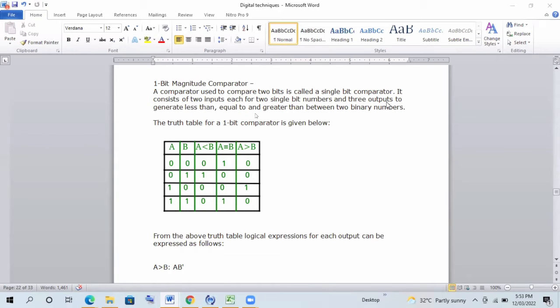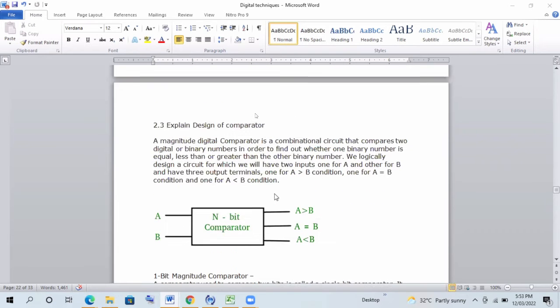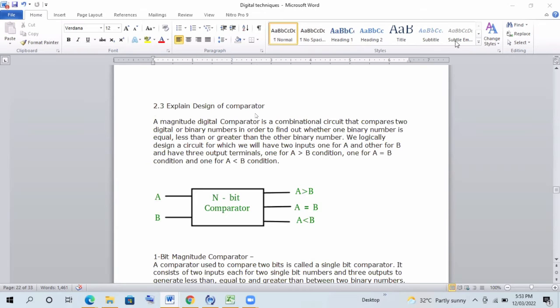Okay, so in the last lecture, we have seen the K-map and we have minimized the expression by using the K-map. And also we have seen the half adder circuit and the full adder circuit. So today we are going to start with the comparator. We are going to design the comparator.